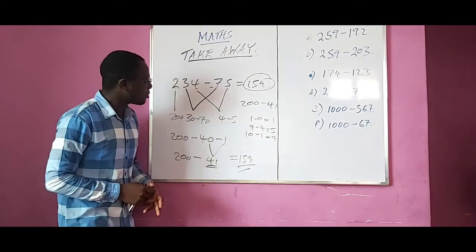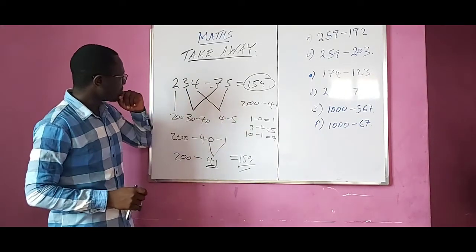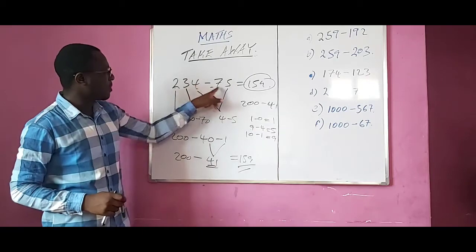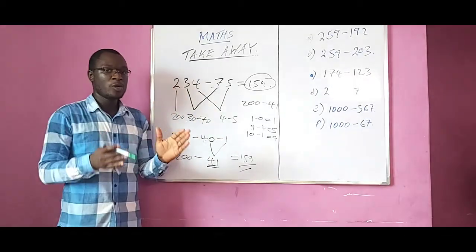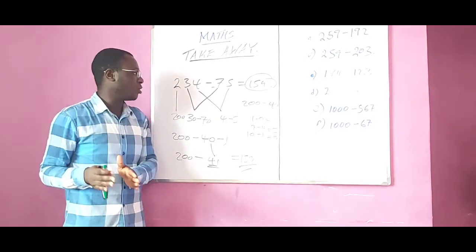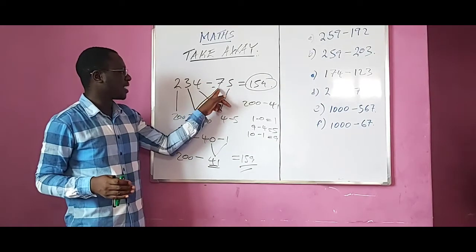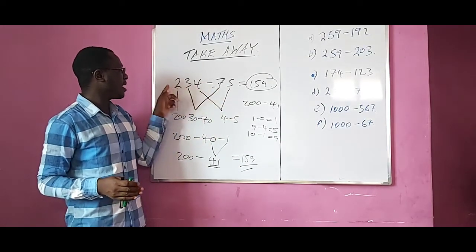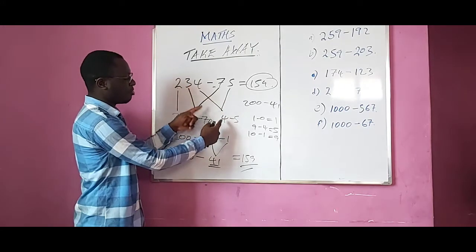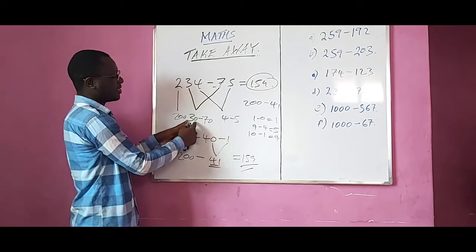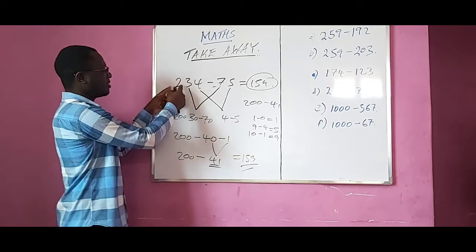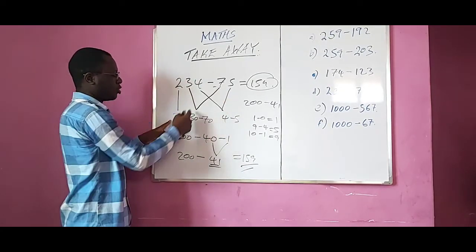Very few steps to follow. Because of the big number, this is the second formula, by the way: you change it into tens or place value. This is ones, this is tens. This is ones, tens, 100. So for ones, it will be 4 take away 5. Then this 3, it will be 30 take away 70. And this is 200, take away nothing. So we leave it like that.